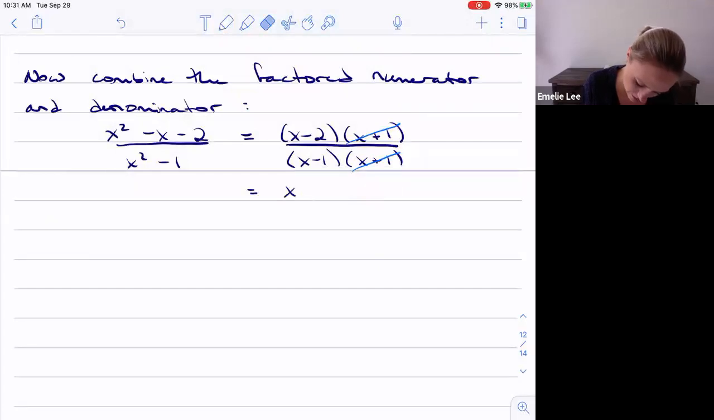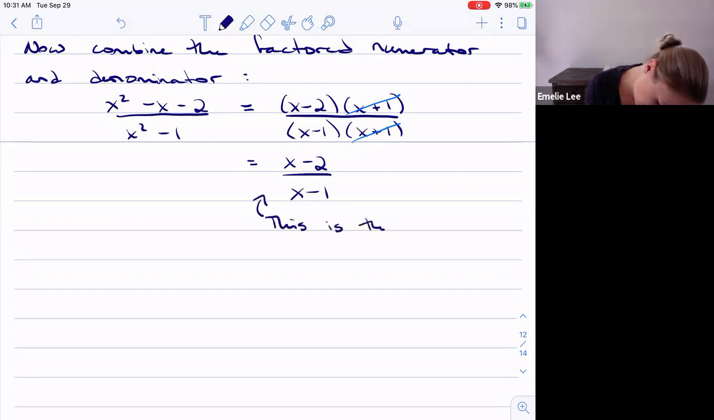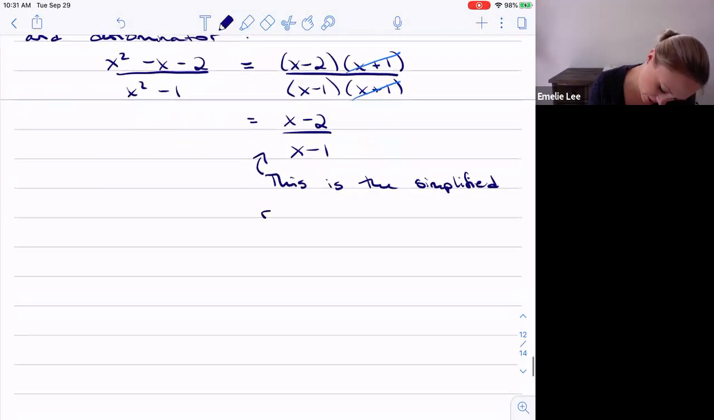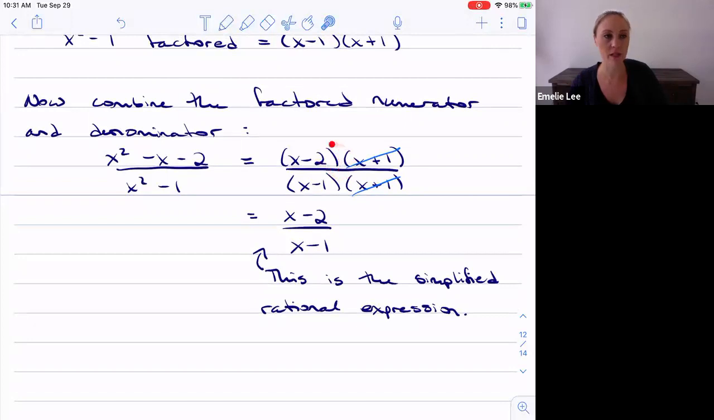Which is just x minus 2 over x minus 1. And that's simplified. This is the simplified rational expression. Right? So you're going to use factoring to be able to rewrite something like this, and hopefully, the hope with factoring is always that you want to be able to cancel something. You see the same term in both the numerator and the denominator, and you want to cancel them out.